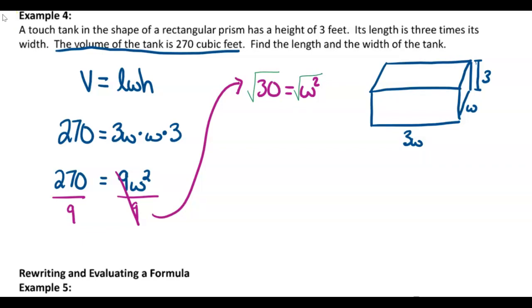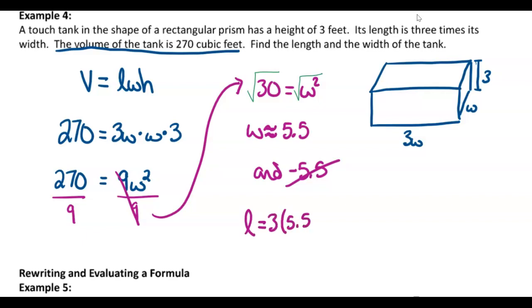If we do this to the nearest tenth, we type it in a calculator and we get roughly 5.5. Actually, I'm going to say approximately 5.5 and negative 5.5. But we're not going to use the negative because you can't have a negative width. Then to find our length, it is 3 times W, so 3 times 5.5. Or if you want to go farther out, it was 5.477. The more decimals out you go, the more exact it is.